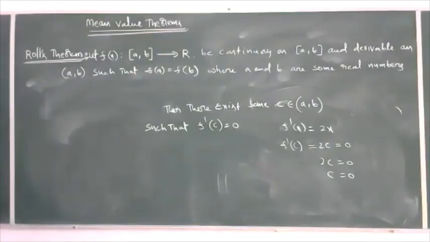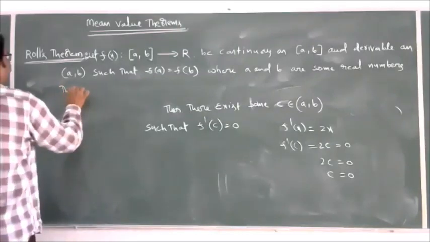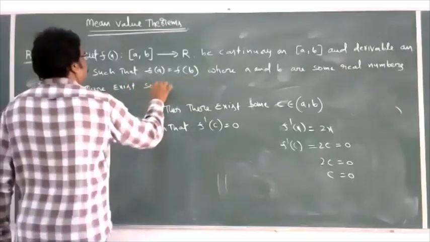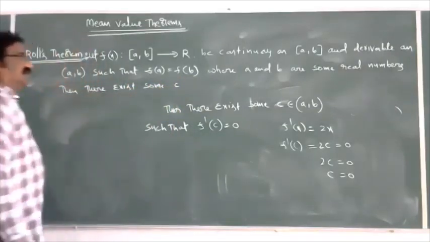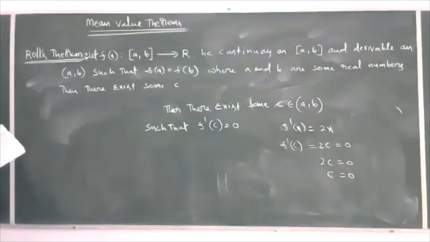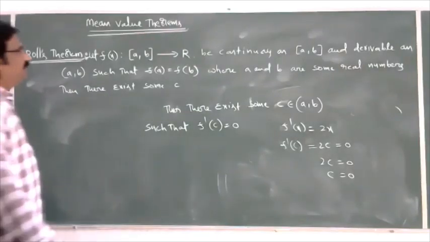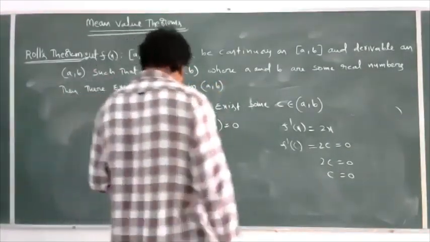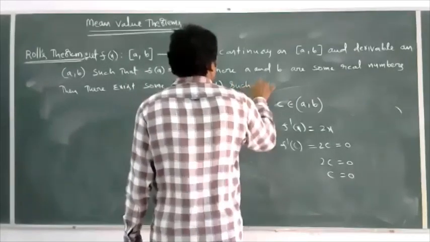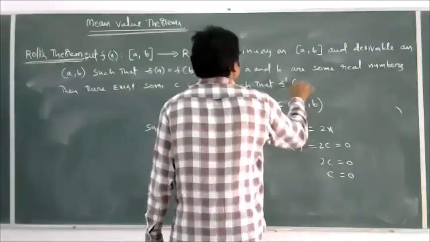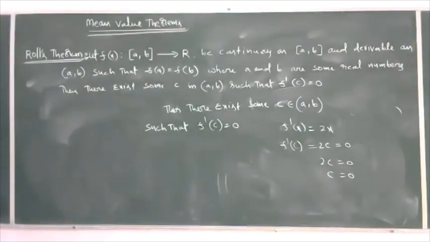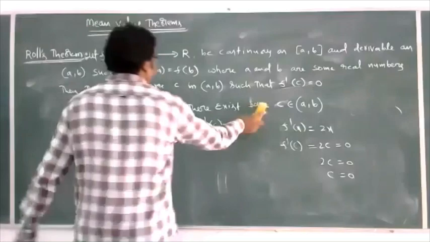then there exists some c in open a comma b such that f dash c is equal to 0.